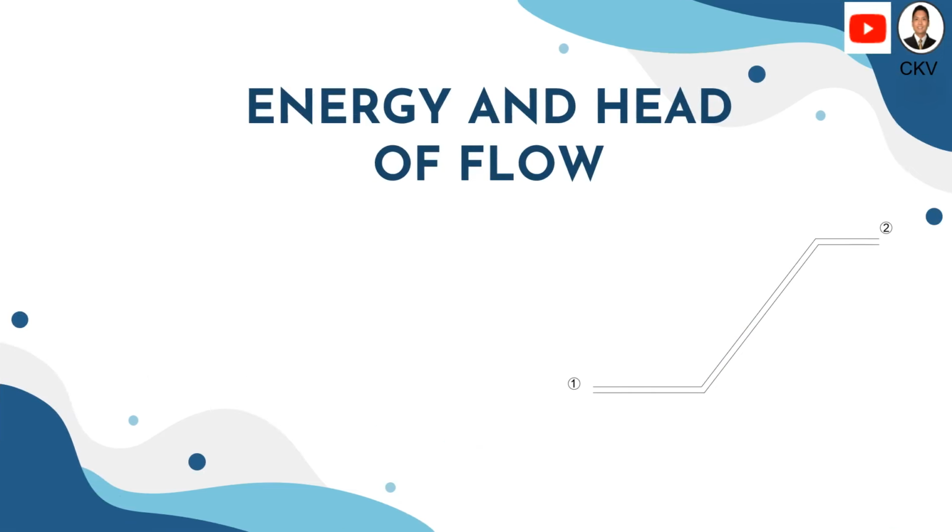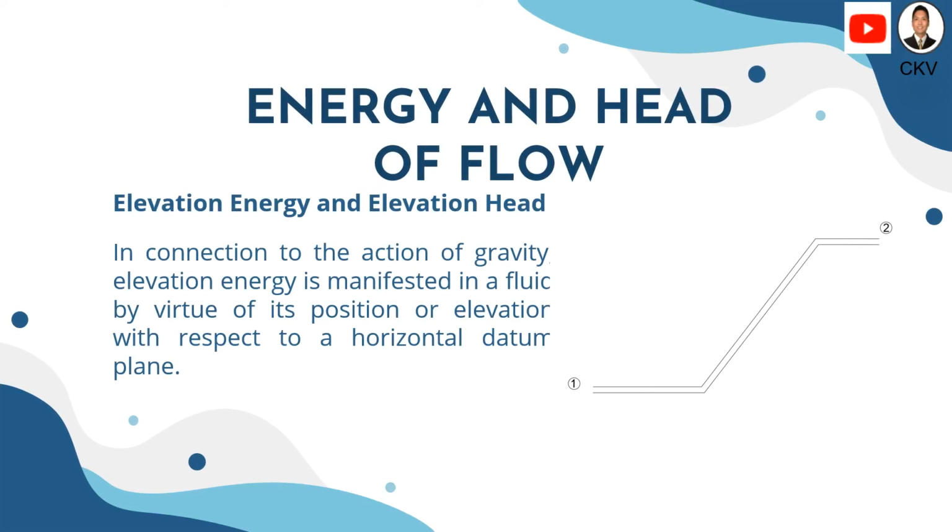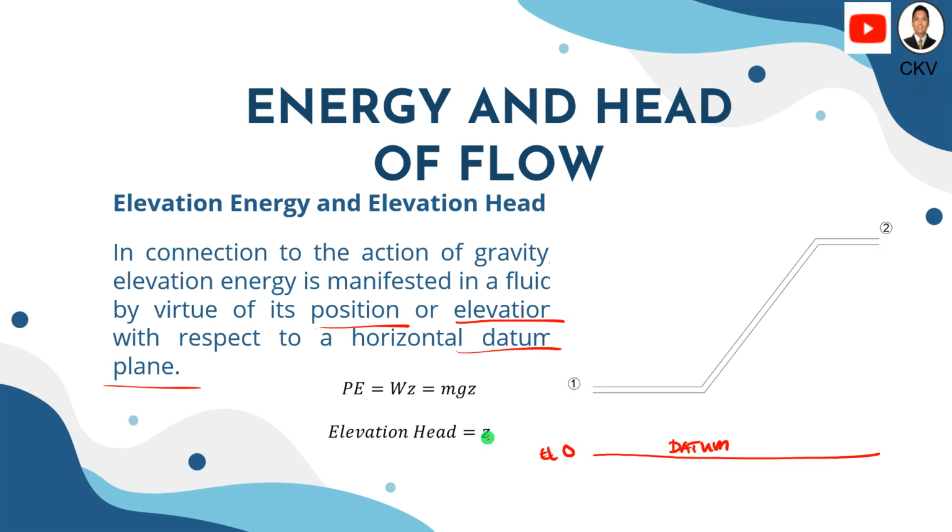Okay, next, the elevation energy or the potential energy. In connection to the action of gravity, elevation energy is manifested in a fluid by virtue of its position or elevation with respect to a horizontal datum plane. So if we have a reference point or datum, let's say that datum has an elevation of 0. If we are going to determine the potential energy at point 1 or point 2, we can use this equation.